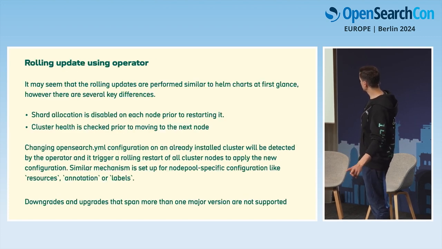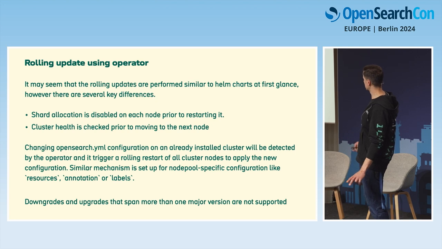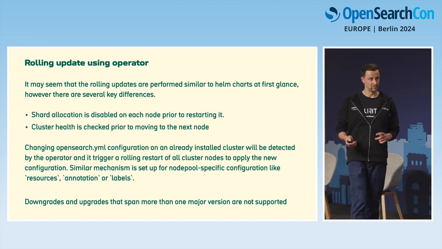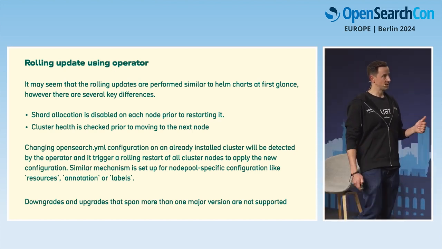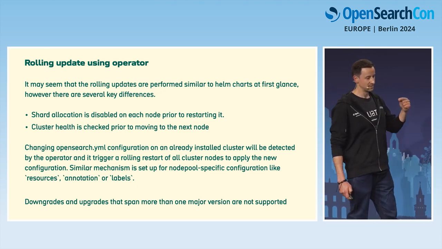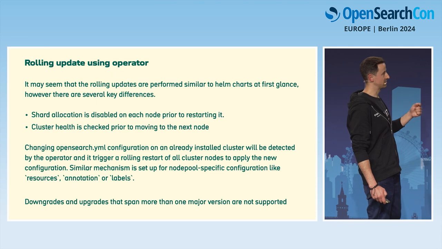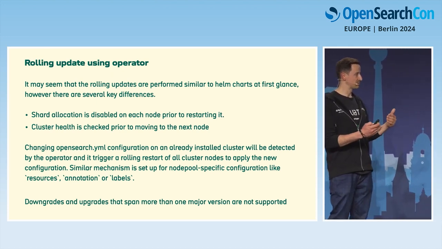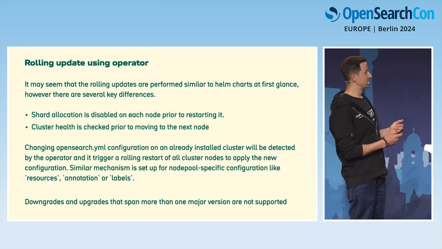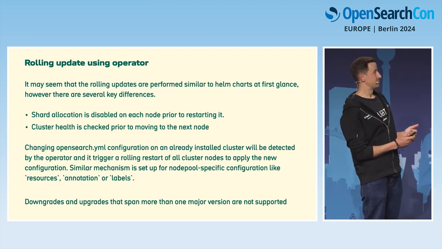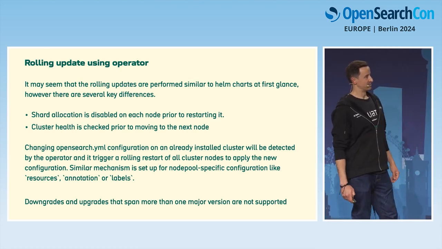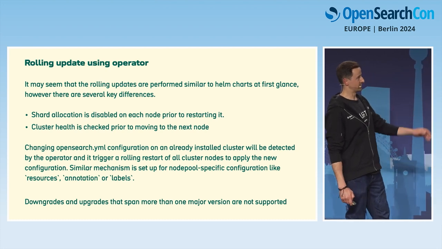I'm nearly done. So two things with rolling updates. We said before that Helm has a problem. That problem is fixed with the operator. Shard allocation is disabled on each node prior to restarting it. After you restart it, it's enabled. The health is checked. Then it moves to the second one. So visually, if you compare the two, it almost looks identical. But under the hood, you get a lot more safety and security with the second option, because it does check your cluster. If something goes wrong, it doesn't do it. Whereas with Helm, it's just like a tank. It just rolls over it.